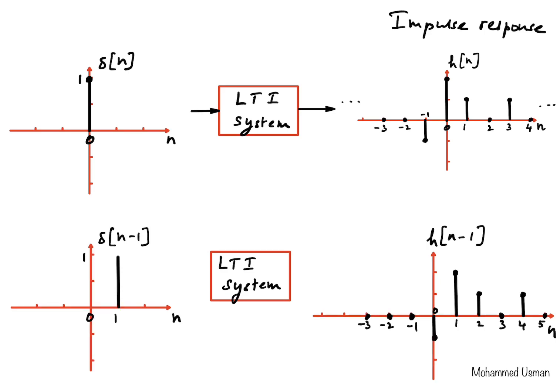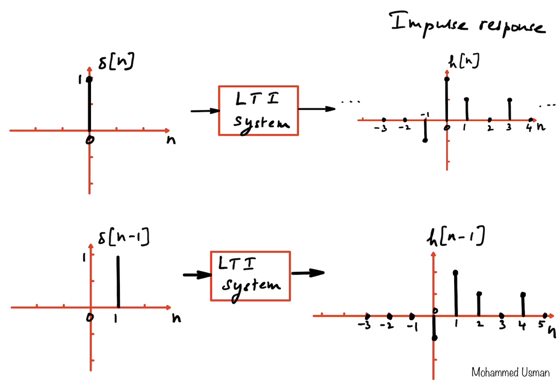So what we're basically saying is that when the input is delta of n, the output is h of n. When the input is delta of n minus 1, the output is h of n minus 1. So a shift to the right in delta of n produces a shift to the right in h of n as well. So that's the input-output relationship.